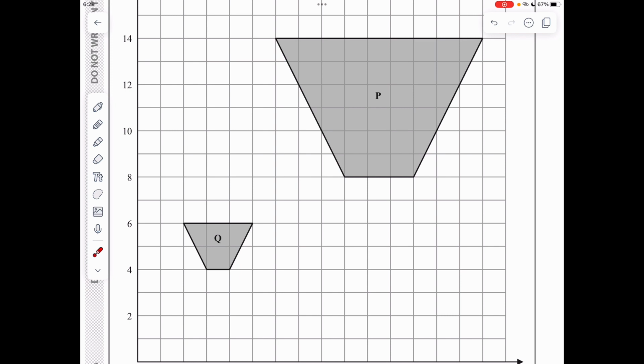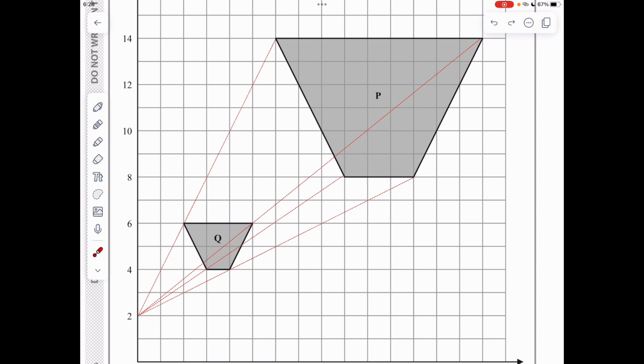So the first thing to do is realize that we're dealing with an enlargement because the size has changed, and we can draw a series of rays passing through corresponding vertices in order to identify the center of the enlargement. So let's start by drawing these lines 1, 2, 3, 4. We can see that they all meet here at the point 0, 2. So that's the center of the enlargement. And then we can proceed in finding the scale factor.